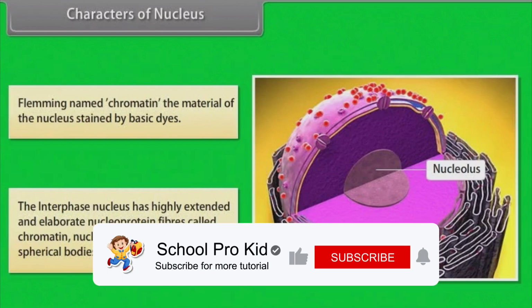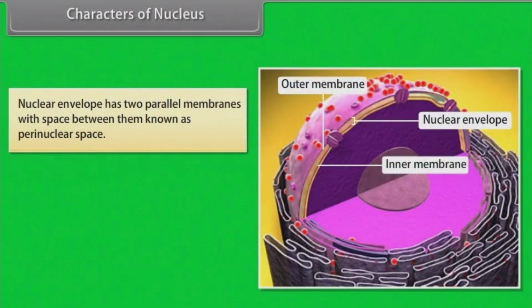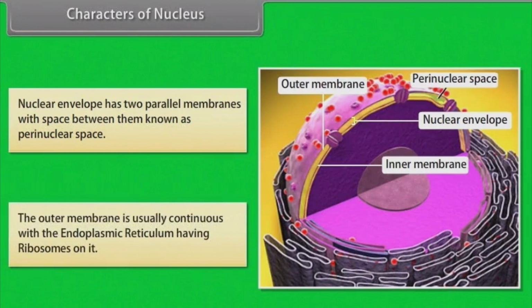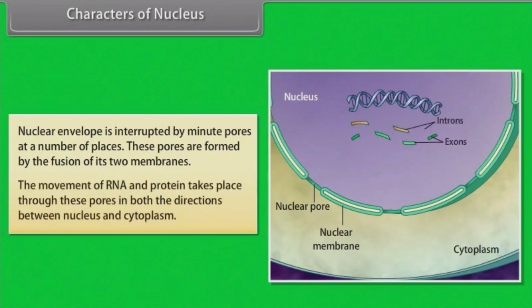Nuclear envelope has 2 parallel membranes with space between them known as perinuclear space. The outer membrane is usually continuous with the endoplasmic reticulum having ribosomes on it. Nuclear envelope is interrupted by minute pores at a number of places. These pores are formed by the fusion of its two membranes. The movement of RNA and protein takes place through these pores in both the directions between nucleus and the cytoplasm.